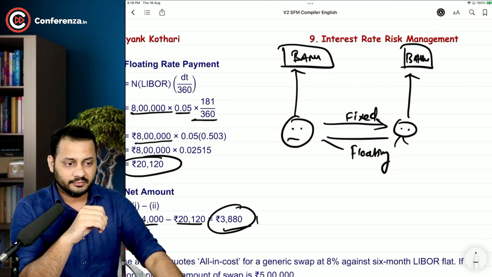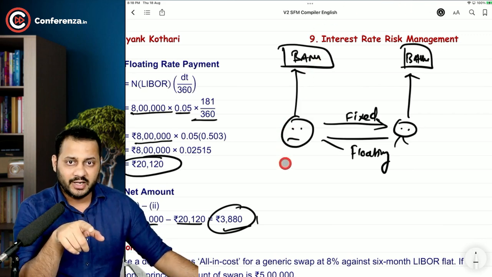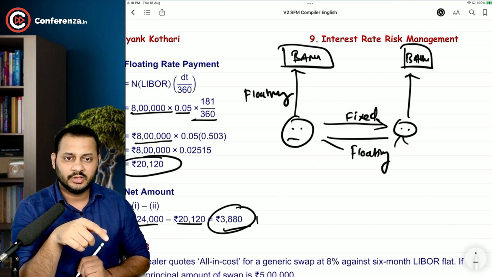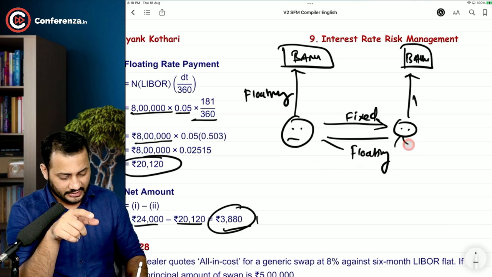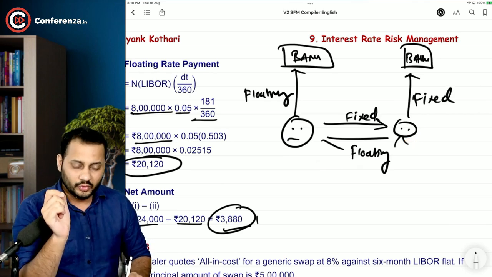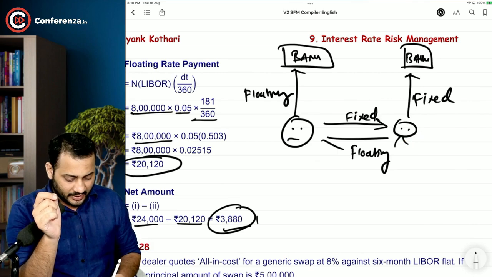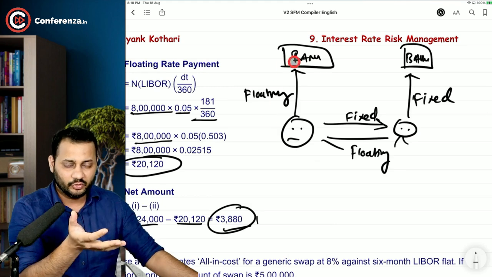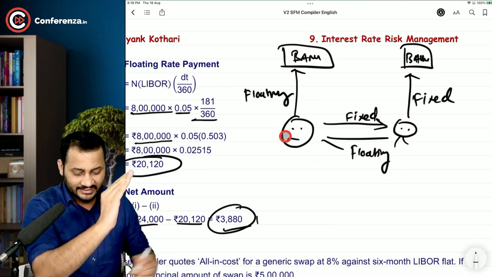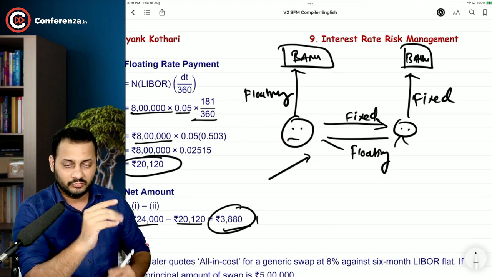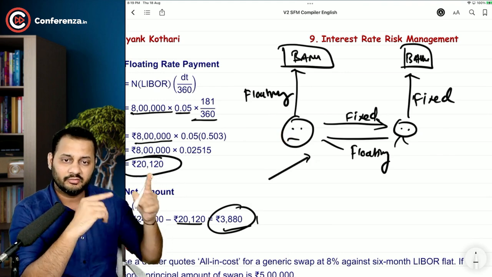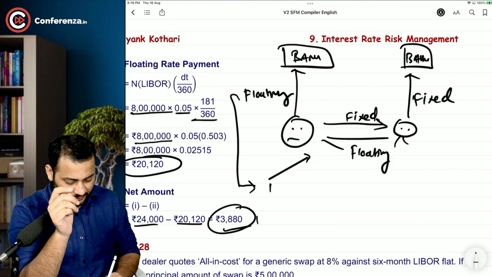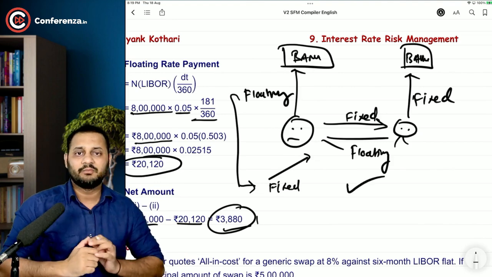Simply saying, if this first party is receiving floating, that means he is paying floating to the bank. And if this party is receiving fixed, that means he is paying fixed to the bank. So what exactly is happening is this first party has taken a floating rate loan from the bank and he is now worried about the rising interest rate. To the floating rate buyer, rising interest rate is a thing to worry about. And that's why he wanted to shift to a fixed payment. And then this is the swap that we have arranged.